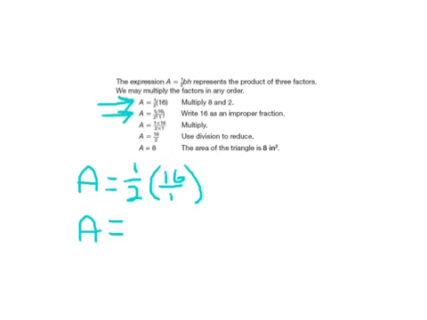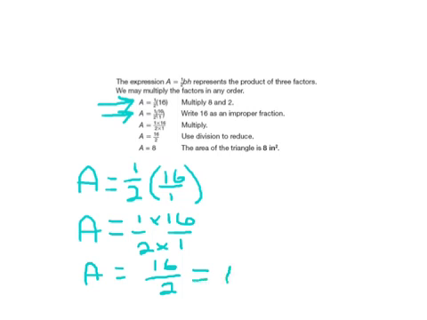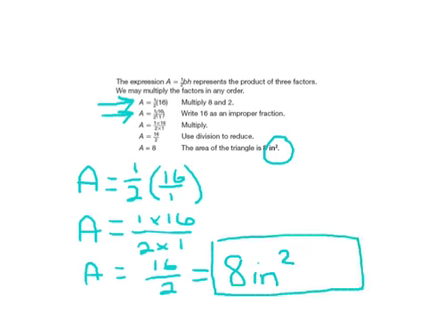A equals, that is an equal sign, I promise, A equals 1 times 16 over 2 times 1. A equals 16 over 2, which we reduce to 8. And we don't forget those units. This is a triangle. We are finding area. We were measuring in inches and its area, so we square them. Area equals 8 square inches.